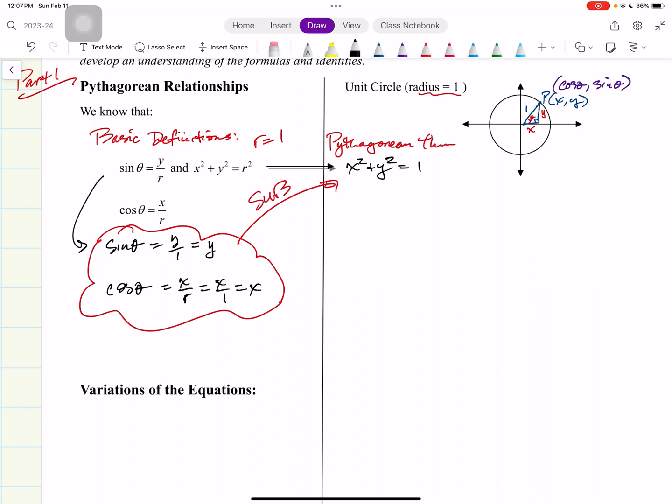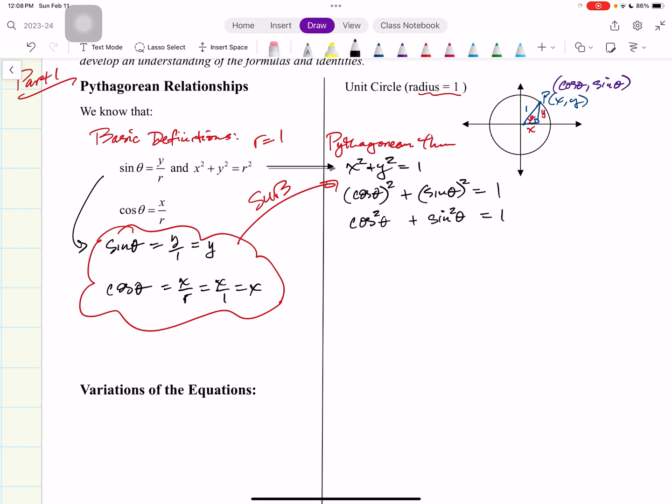So here we go. Starting with x: x is cosine theta, so cosine theta squared plus sine theta squared, since y equals sine theta, is equal to 1. When you square cosine theta, the way you write that is cosine squared theta. This is a quick way to write it without parentheses to make it look nice, and that's how it looks in decimals too, by the way. And if you square sine theta, you write it as sine squared theta, and that equals 1.